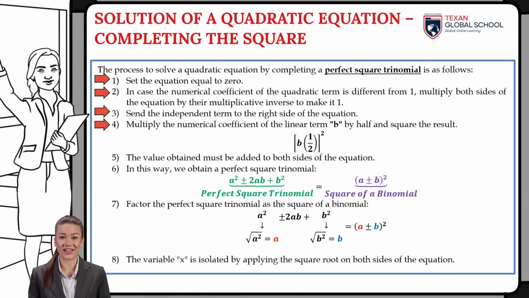So, we multiply the numerical coefficient of the linear term b by a half, and we square the result. The value obtained must be added to both sides of the equation. In this way, a perfect square trinomial is obtained, which factors as a binomial squared. Finally, the variable x is isolated, applying the square root on both sides of the equation.